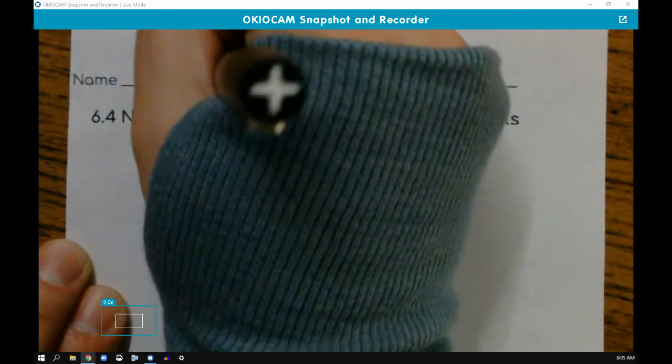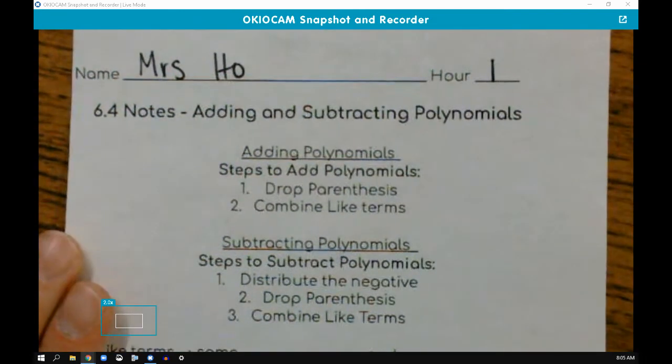Okay, so go ahead and throw your name on here. These will get glued in. Put your name on just for good measure. And then we've got some steps here.